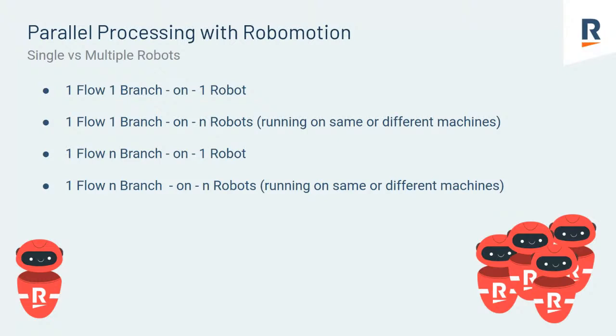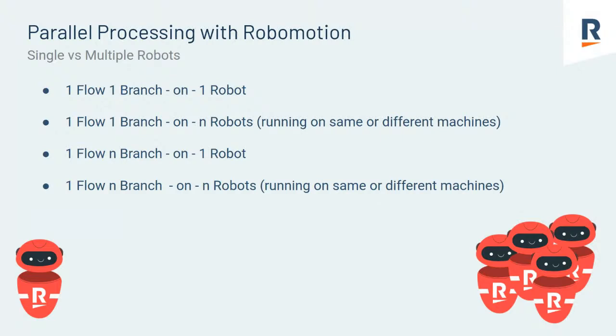This is allowed. You can run or install multiple robots in one machine, and also you can install them on different machines. You can run the same flow. Maybe that flow has one branch, but you run that flow in multiple robots. That is an option. Or a flow may have n branches, but you want to run that flow on multiple robots as well. So these are all options. We managed to run 300 robots on one machine.